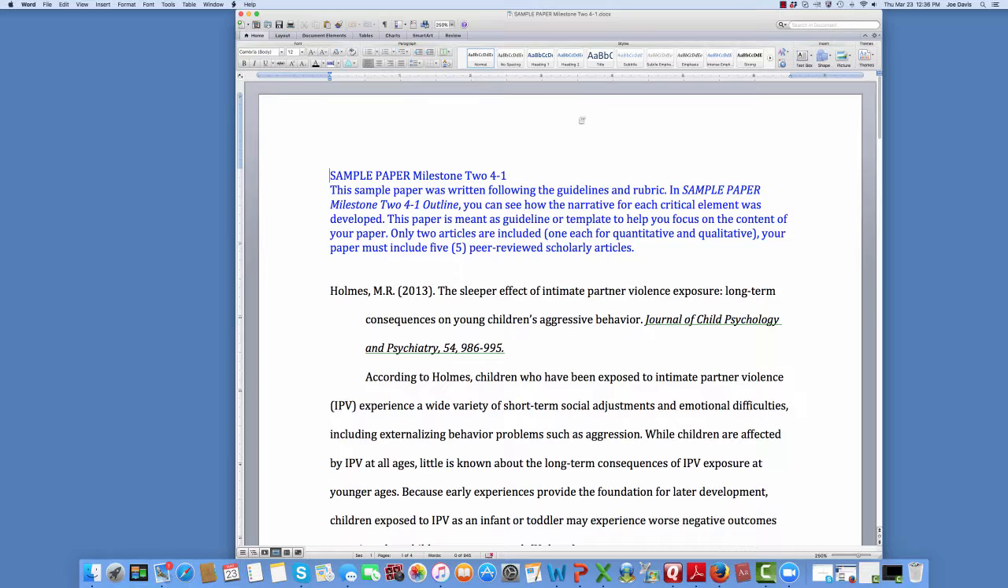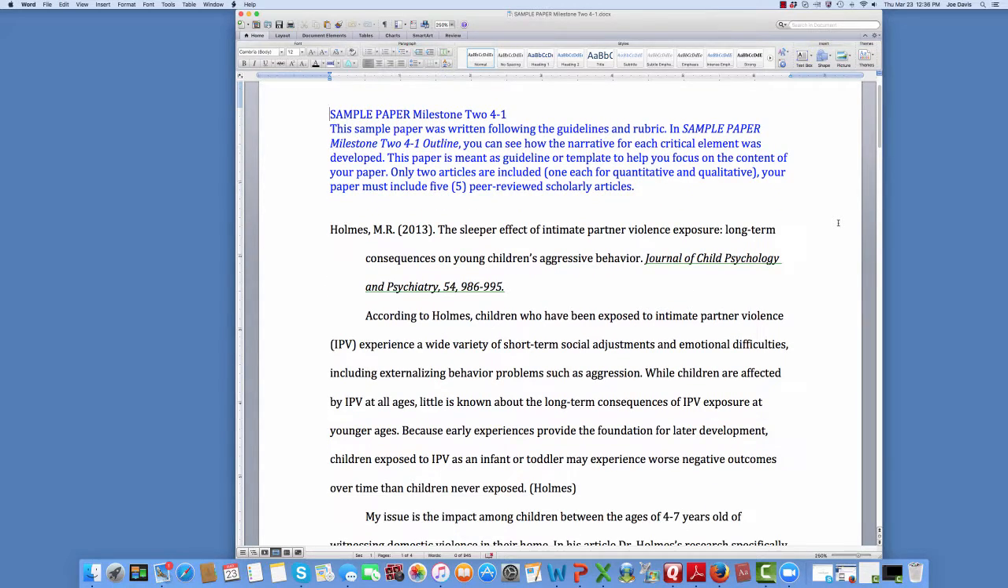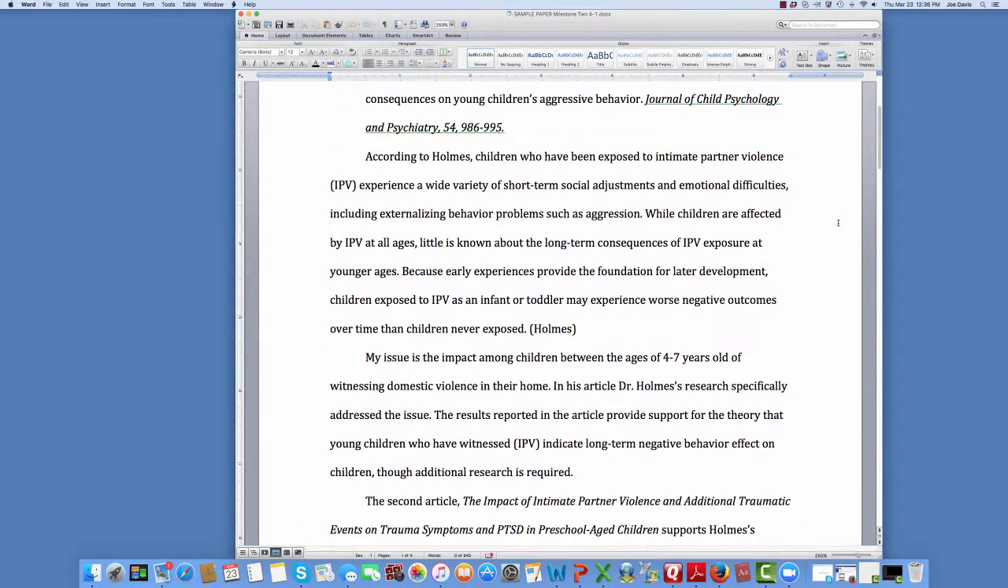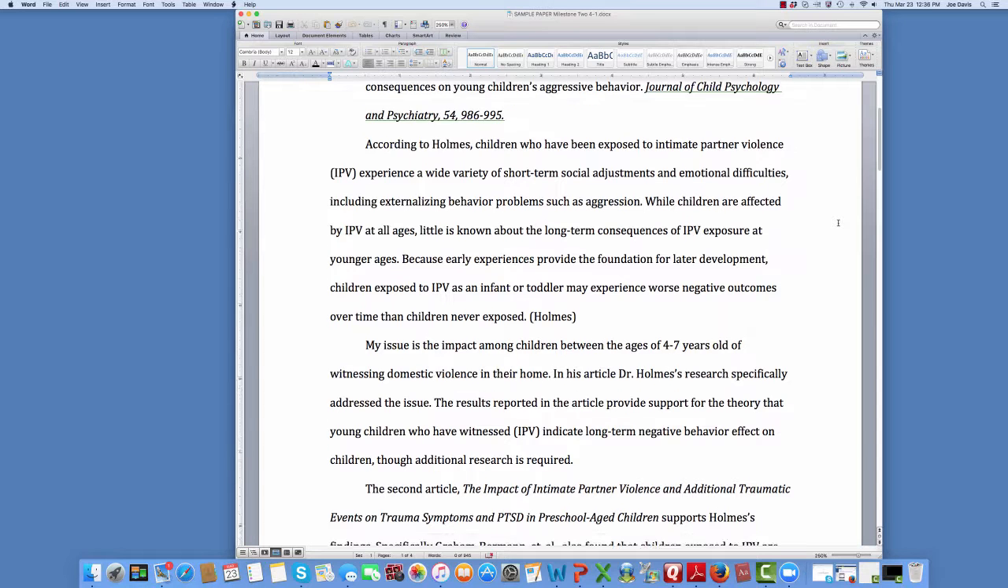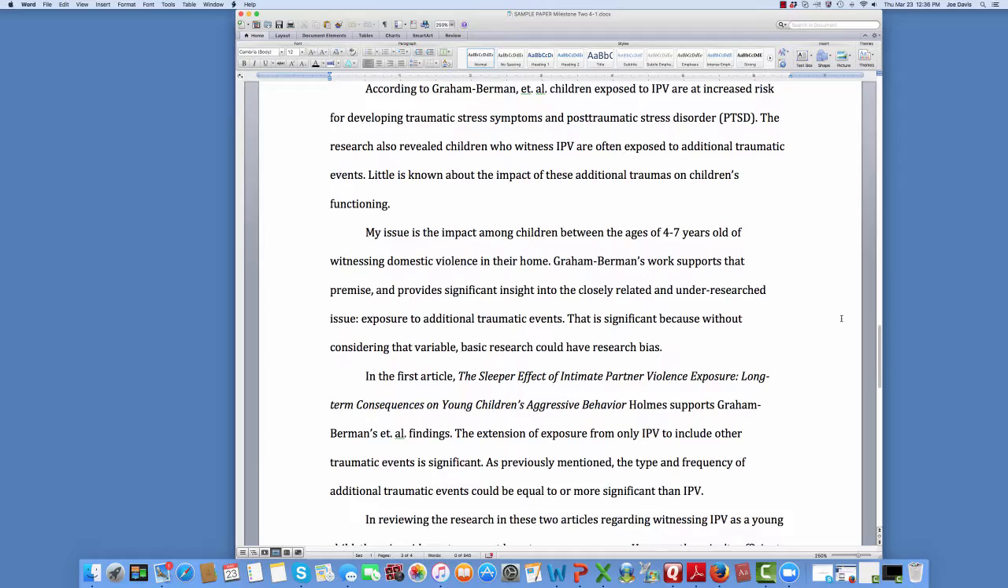Okay, as promised, this is sample paper Milestone 2 4-1, and this is the paper. So all I say to you here is that the idea is I'm trying to provide you a template or a guide so that you can spend your time and energy working on your paper rather than worrying about format on it. The content is exactly the same as in the outline, except here it's presented as a final paper, as your paper would look.